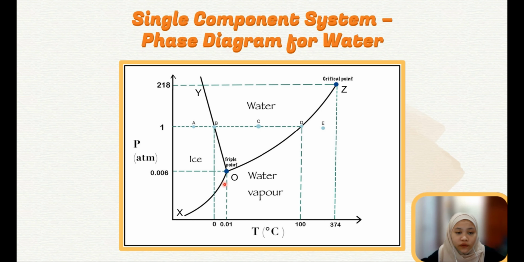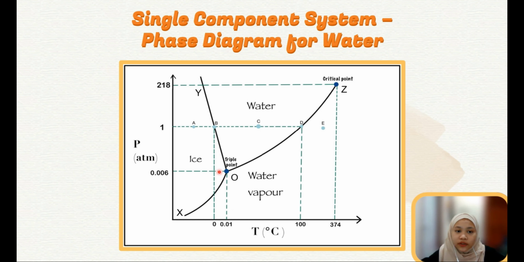The last curve is the OX curve, or the sublimation curve. It is the solid and vapor boundary. At point X, it has a temperature of absolute zero, which is negative 273 degrees Celsius. It depicts the vapor pressure of solid ice at various temperatures. In equilibrium, the 2 phases of solid ice and water vapor coexist.